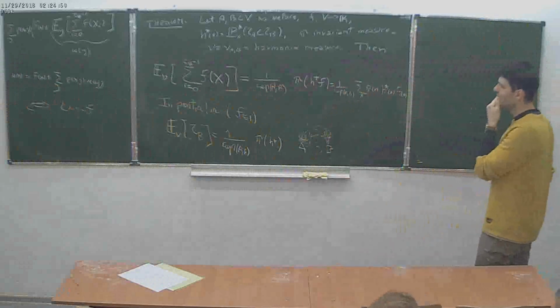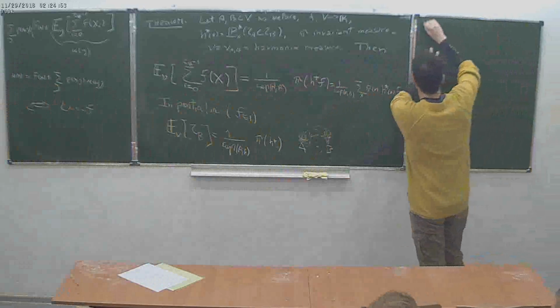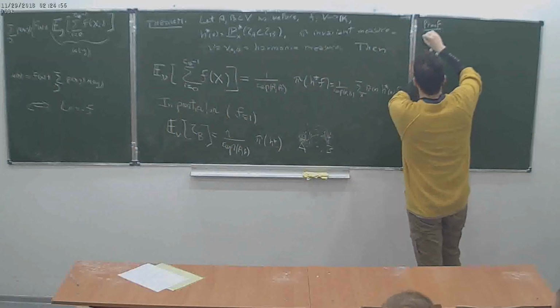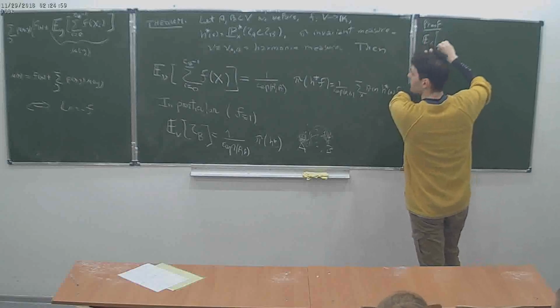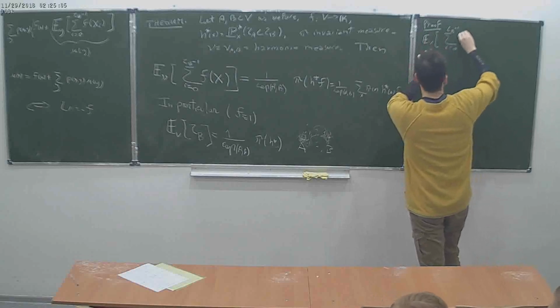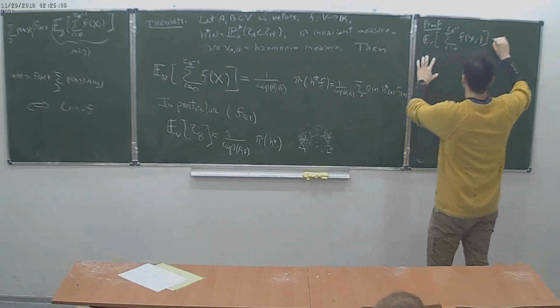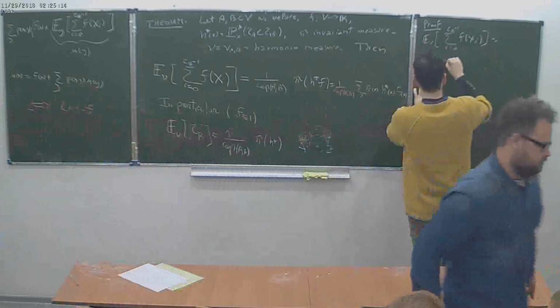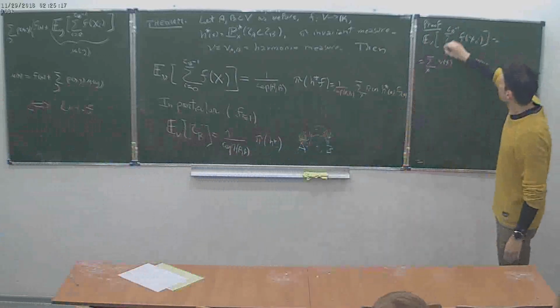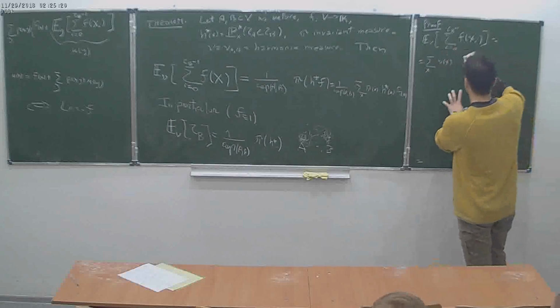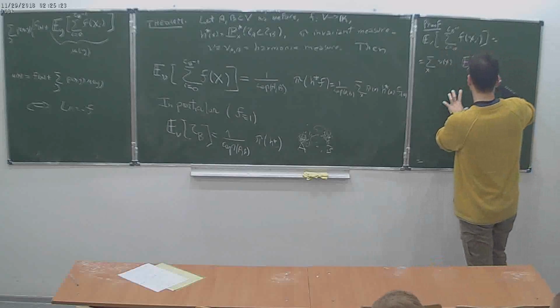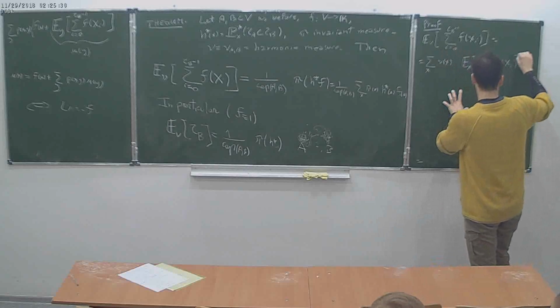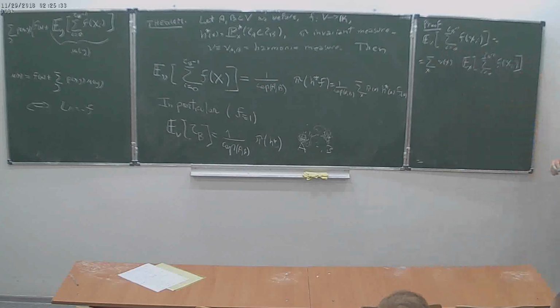Okay, let's prove this theorem. The proof is fast. So we want to prove this. Okay. H of mu of the sum from 0 to B minus 1 of xi. This is the sum of rho dx of mu of x.